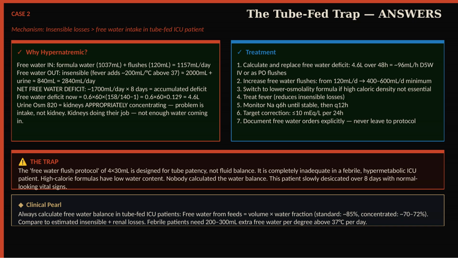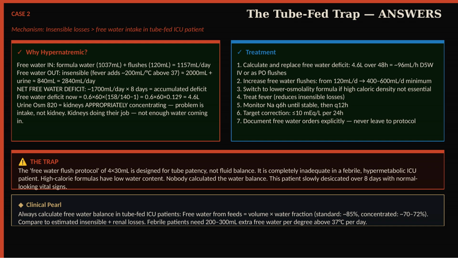That's a deficit of about 1,700 milliliters every single day, compounding for 8 days. Her current free water deficit calculates to around 4.5 liters. And here's the key insight from that urine osmolality of 820. The kidneys are concentrating perfectly. They are doing their job flawlessly. The problem was never renal. The problem is intake. Not enough water went in.